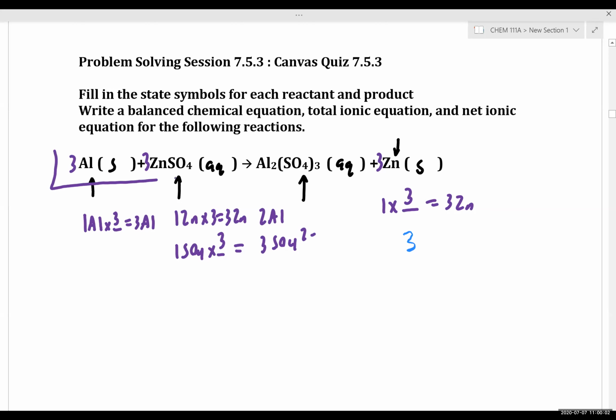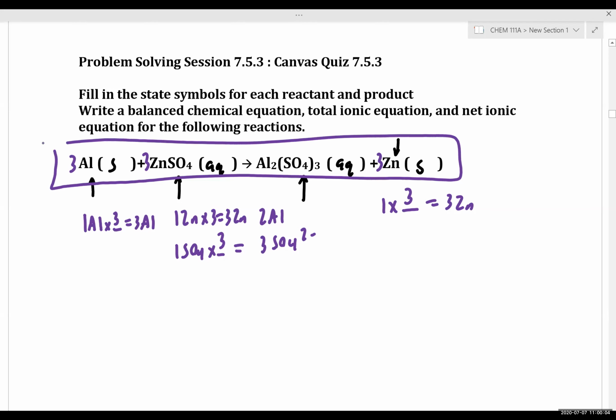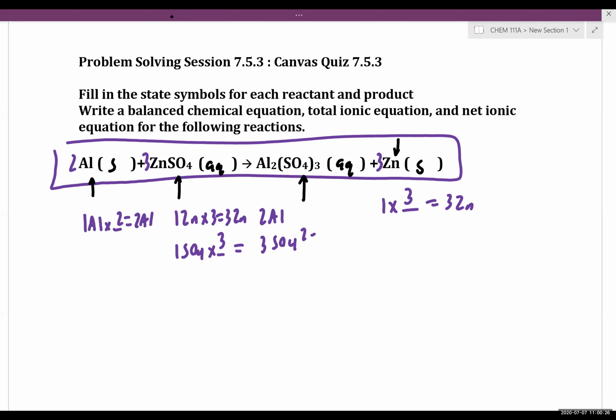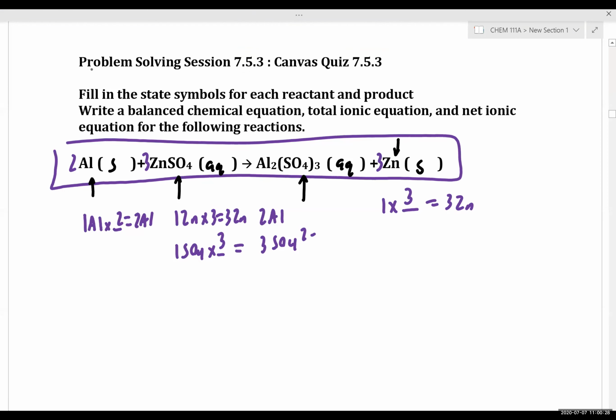So now that we have the following balanced equation, oh, sorry, there's 2 aluminums. Let me correct that. So we need a coefficient of 2 here. Okay, so now that we have the balanced chemical equation, let's take about another 2 to 3 minutes and try to write out the net and total ionic equation.